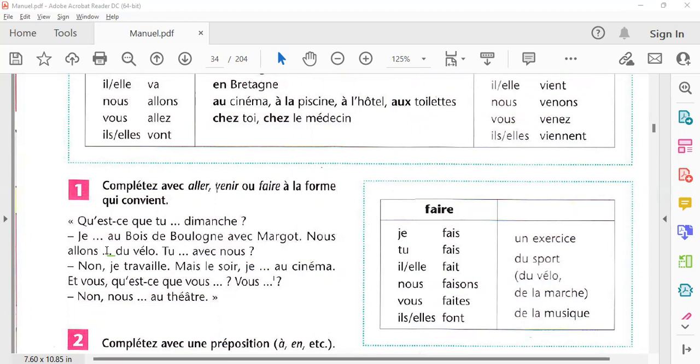I couldn't write it actually, it's a PDF form, but I can spell it for you. F-A-I-R-E, faire. I can highlight. Ça va, vous pouvez regarder. So, nous allons faire du vélo. What will be the meaning of this, Fatma? Nous allons faire du vélo.